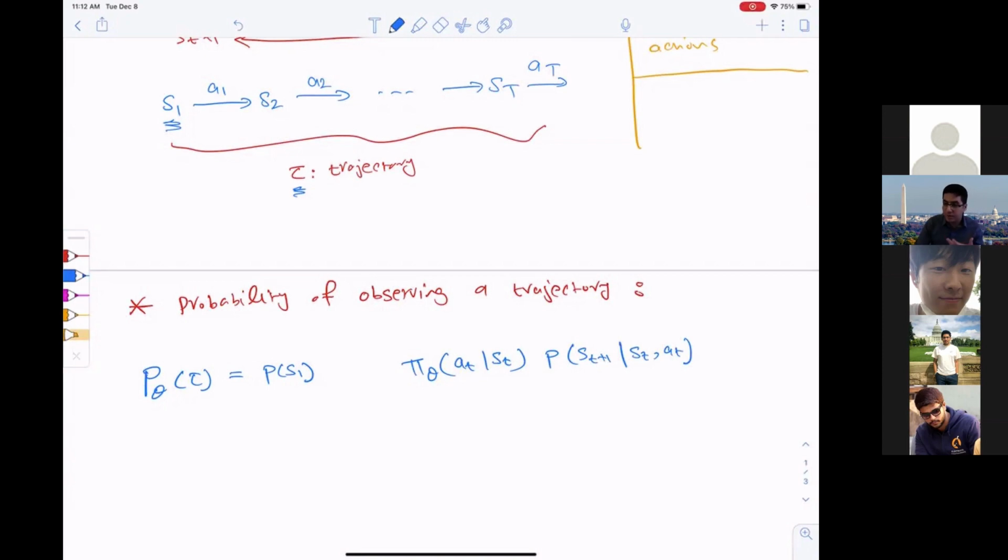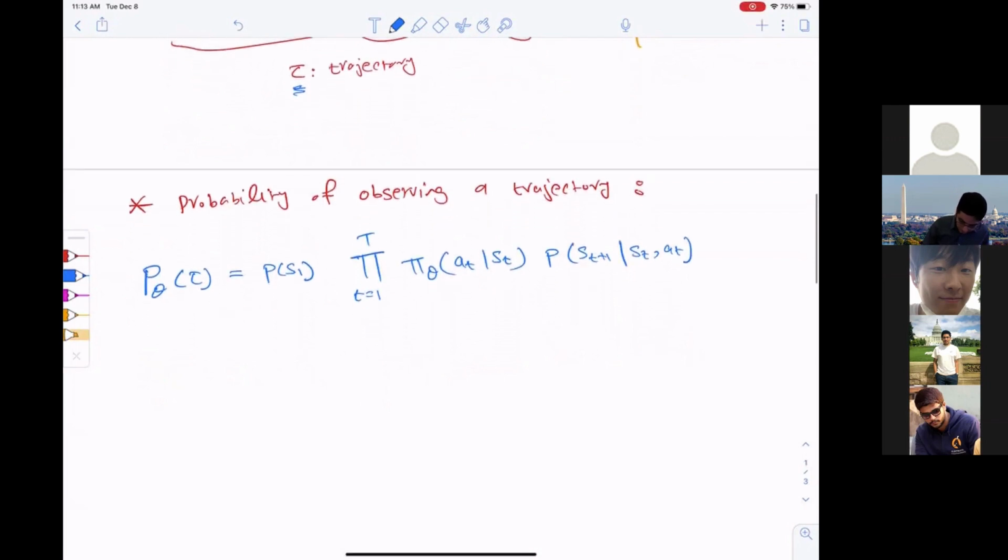Now, since we are assuming we are still in a Markov case, these probabilities are going to be multiplied to each other from 1 to t. So therefore, the probability of observing a particular trajectory is the probability of S1 times the probability of taking a particular action A1 given S1. And then after I took that action, my environment is going to take me with some probability to S2. And then I'll basically repeat this process. That will be the probability of observing a particular trajectory.